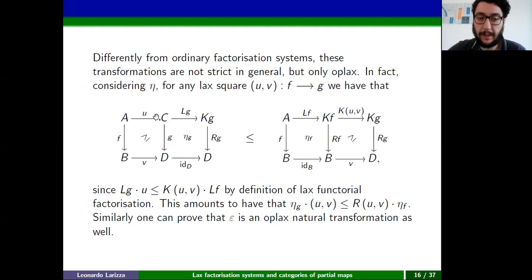So we have a two cell going from the top edge of this rectangle to the top edge of this rectangle. And this amounts to having not a commutativity between these two elements, eta G, UV, and RUV, eta F, but only a one direction two cell. And therefore, this transformation is Lax, and similarly, one can notice that epsilon is a Lax natural transformation.